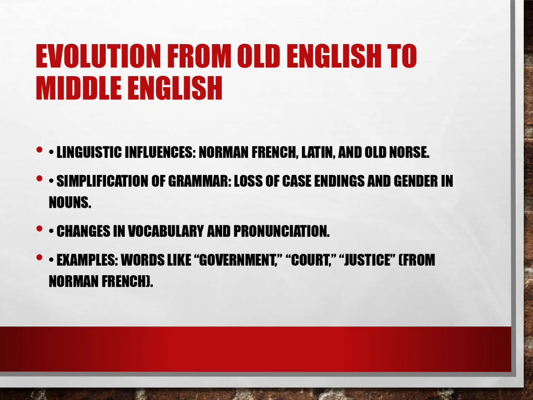Old English also had grammatical gender, but this system disappeared in Middle English. Nouns were no longer characterized by gender, making English more like modern English in this regard.